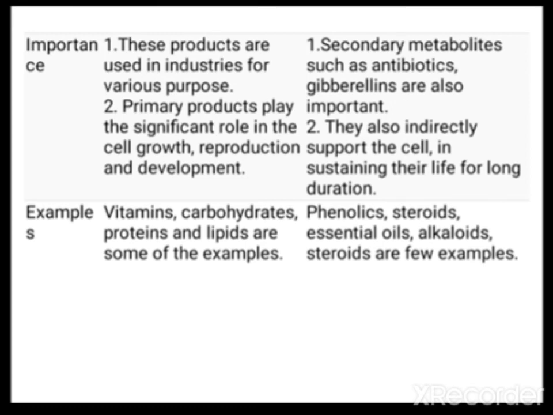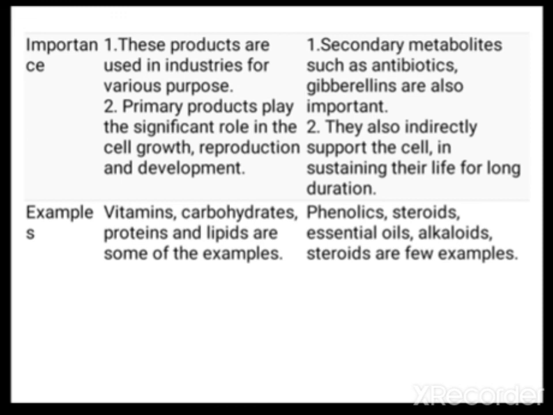Primary metabolites are used in industries for various purposes, while secondary metabolites such as antibiotics and gibberellins are also important, and they indirectly support the cell in sustaining life for a long duration. For protection or survival purposes, secondary metabolites are essential, but primary metabolites are essential for growth and development. Without them, plants cannot survive or even live. So, primary products play a significant role in cell growth, reproduction, and development in plants.